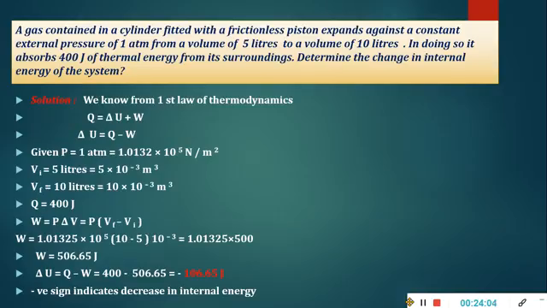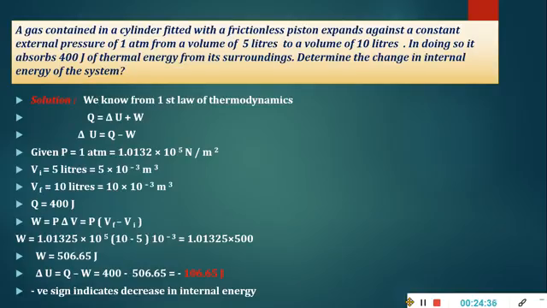So here we will use the first law of thermodynamics, that is, the amount of heat supplied is used in doing some work and changing the internal energy, and the expression is given as Q equals delta U plus W, where Q is the amount of heat supplied, delta U is the change in the internal energy, and W is the amount of work done. Now we have to find the change in internal energy, so we'll take delta U on the left side, and on the right side it will be Q minus W.